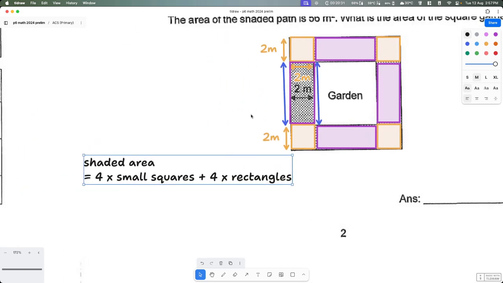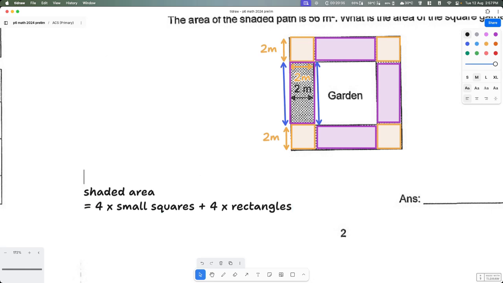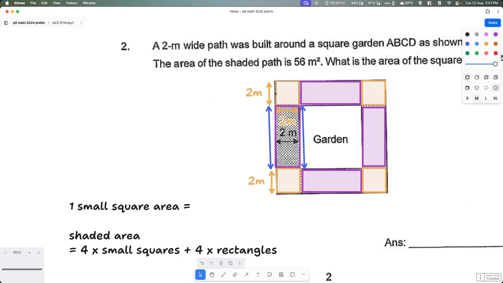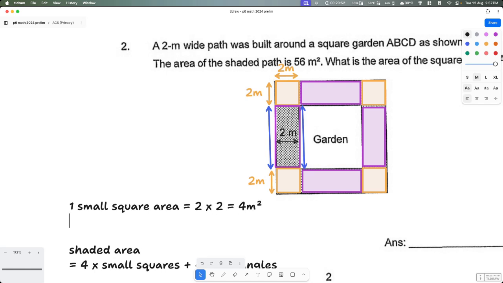So that means we just need to calculate one small square area, which in this case is equal to 2 meters times 2 meters, right? In this case over here, 2 meters, okay, is equal to 2 times 2, which is equal to 4 meters squared.